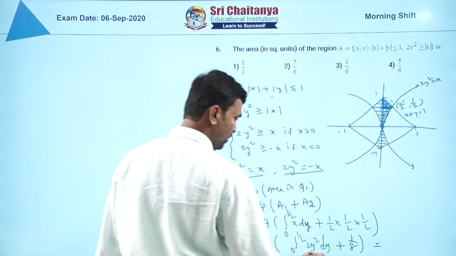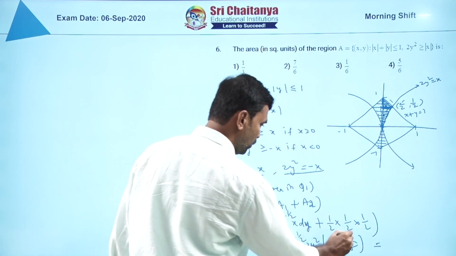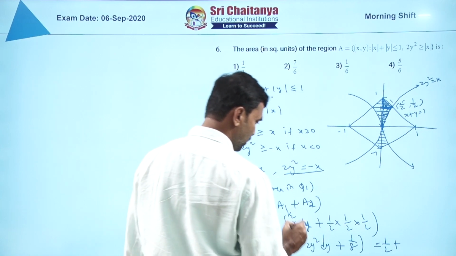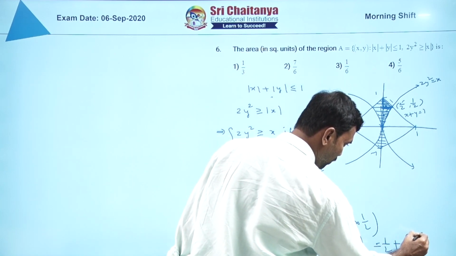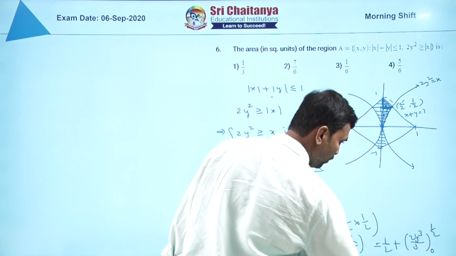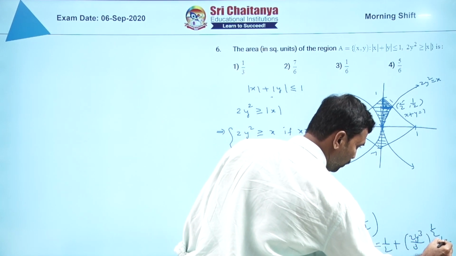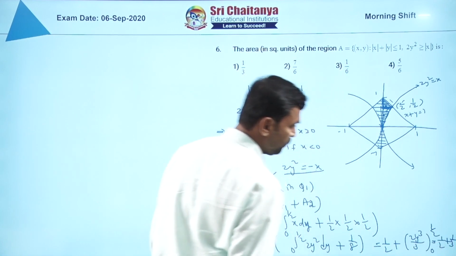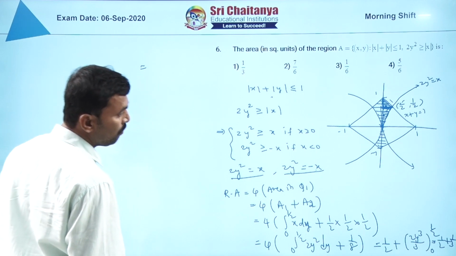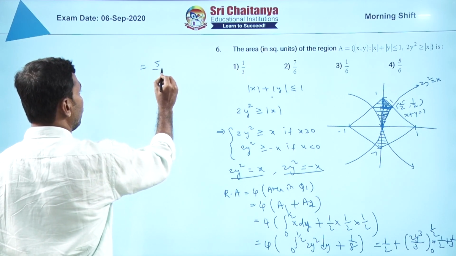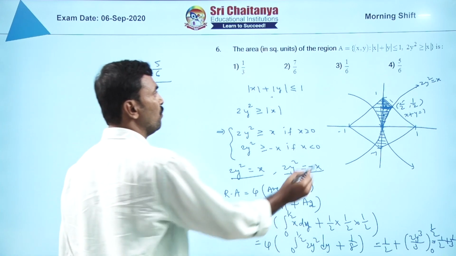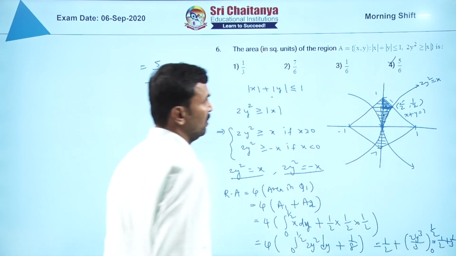If you simplify this, 4 times of 1 by 8 is 1 by 2 plus, simplifying, 2y cube by 3 between the limits 0 to 1 by 2. So, which is equal to 1 by 2 plus 1 by 3, which will give you 5 by 6. So, our answer is fourth option is the correct option.